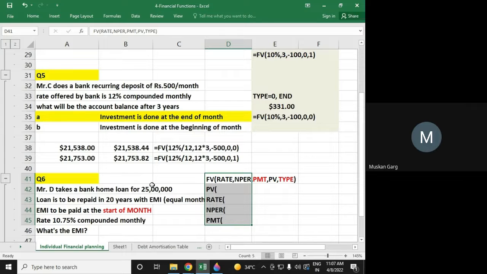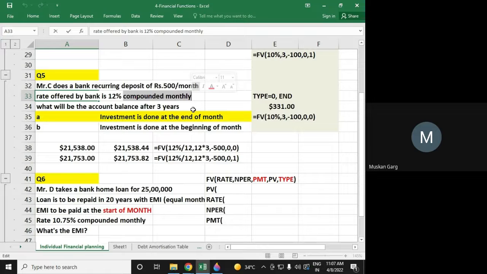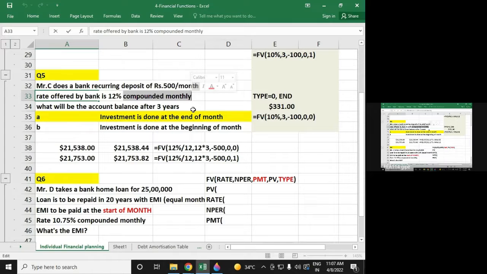Actually, I wanted to ask why the rate has been taken as 12% upon 12 in the fifth question when it is mentioned that 12% is compounded monthly. Compounded monthly means the rate is annual, but interest will get added to your account every month. So you have to read it as 12% per annum, compounded monthly.